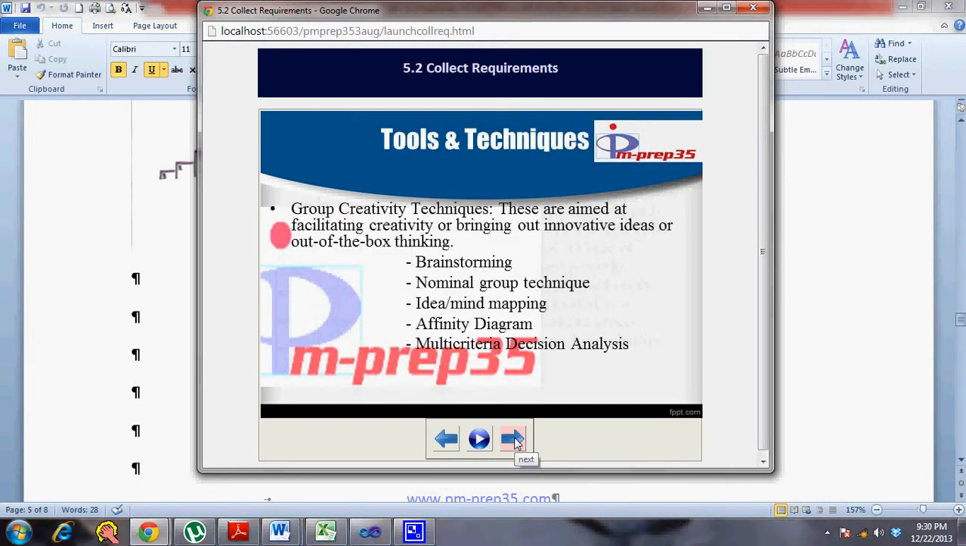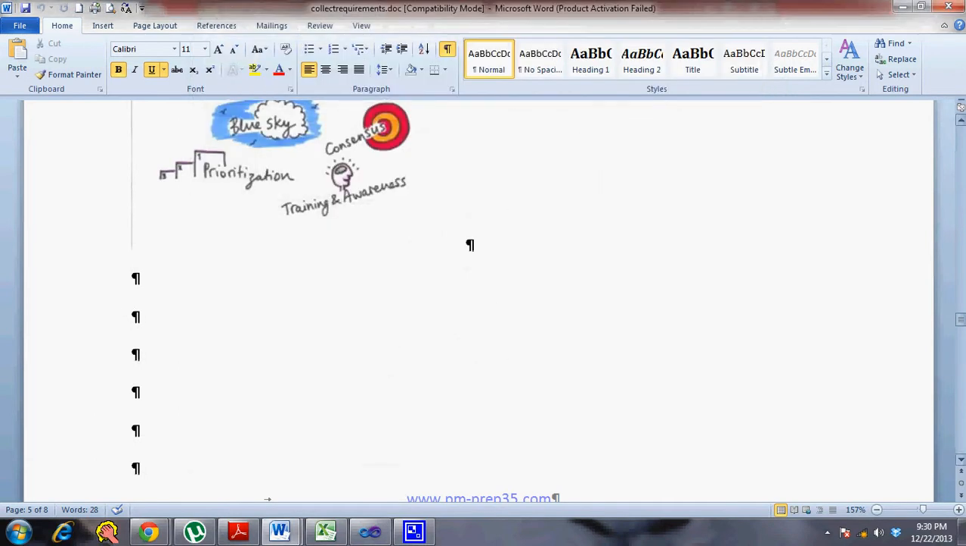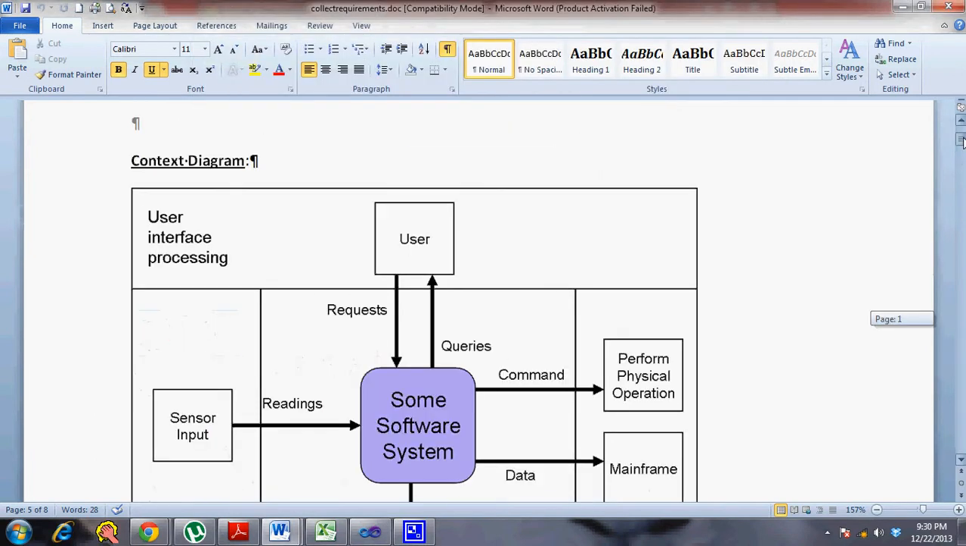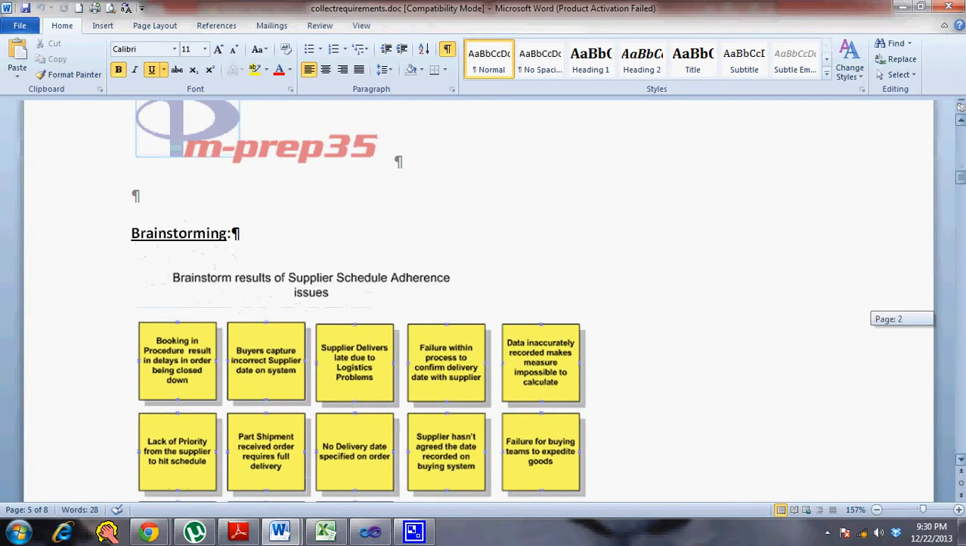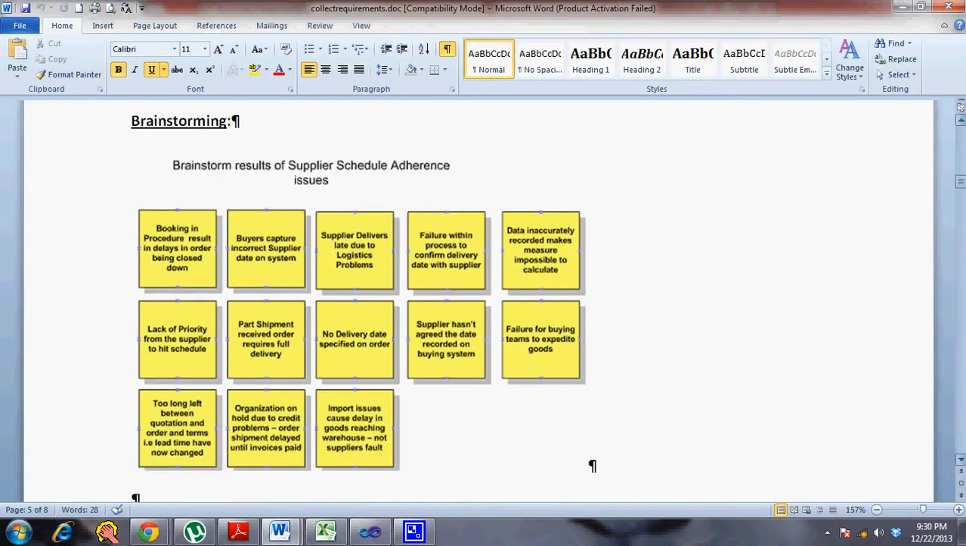You have brainstorming, then you have nominal group technique, idea mind mapping, affinity diagram, multi-criteria decision analysis. So these are all some of the important techniques. So in case of brainstorming, you have people just coming up with ideas. There's a set of people, one person starts off the discussion, then the next person builds over it, and you just put down all the requirements together.